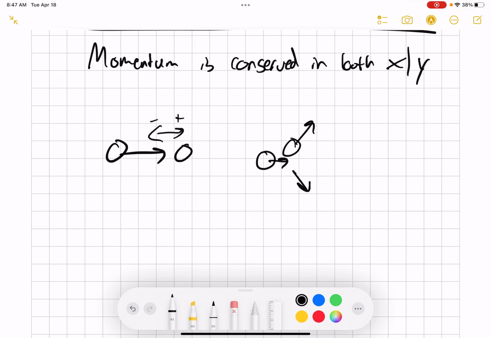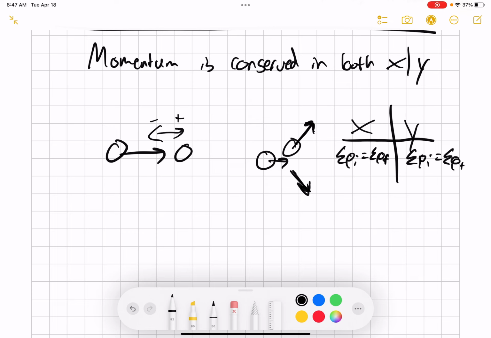Just think about pool. If you hit something off-center, then this upper ball will go up that way, and this lower ball will come off this way. And so you can use that to predict what's going to happen. But the way you would set this up is actually using an XY chart. So you would set up a sum of momentum in the x direction, y direction equals the sum of final momentum, and then the same thing over here. Now in this case, because the initial velocity is only in the x direction, my initial y momentum would just be 0. And so then I would go ahead and solve from there.